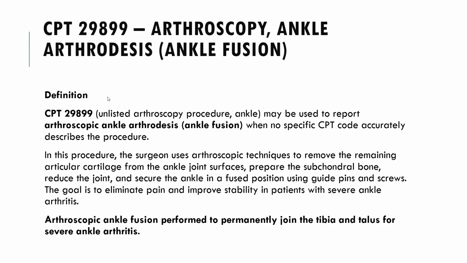Okay. So here the arthroscopic technique removes the remaining articular cartilage from the joint surface, prepares the subchondral bone, reduces the joint, and secures the ankle in a fused position using pins and screws. The goal is to eliminate the pain and improve the stability in the patients. Arthroscopic ankle fusion is performed to permanently join the tibia and talus for severe ankle arthritis. Okay, so that's the thing.